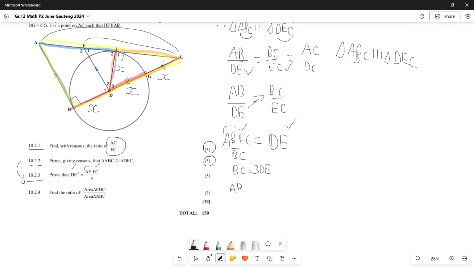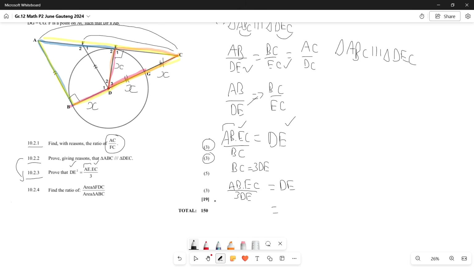So it means we have AB multiplied by EC over 3DE. So we've replaced BC over there, and that equals DE. This is great for us because what we can see is that the 3 is over here now, and that is what we want. And then we can just cross multiply DE up to join DE over here. And then we can have DE squared.